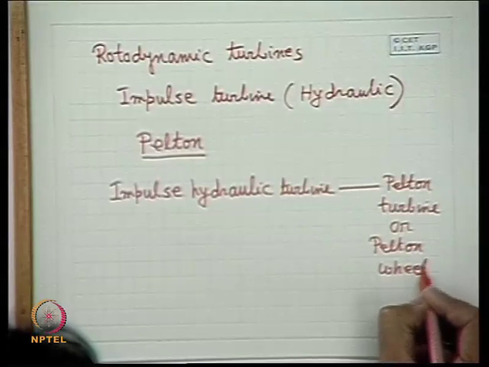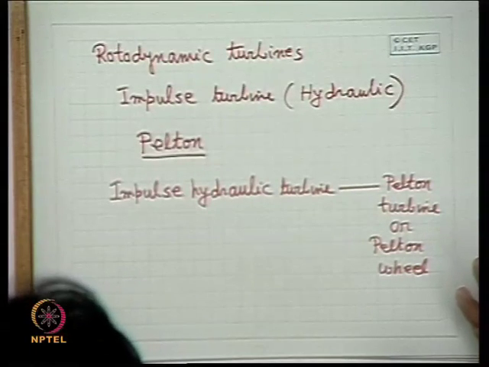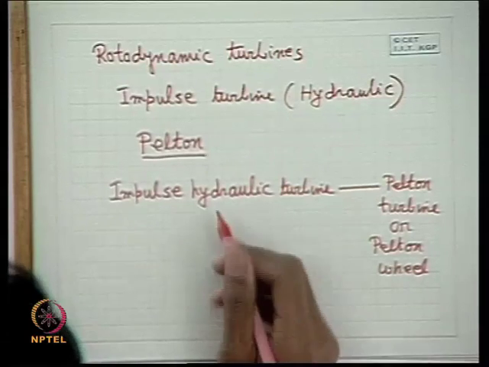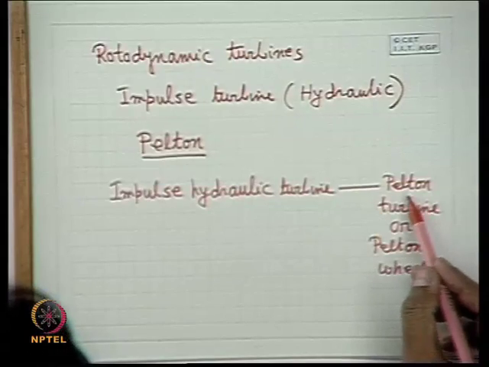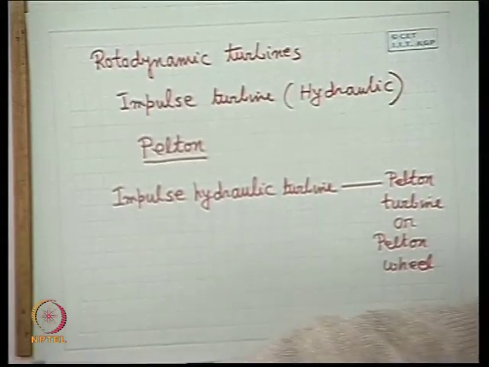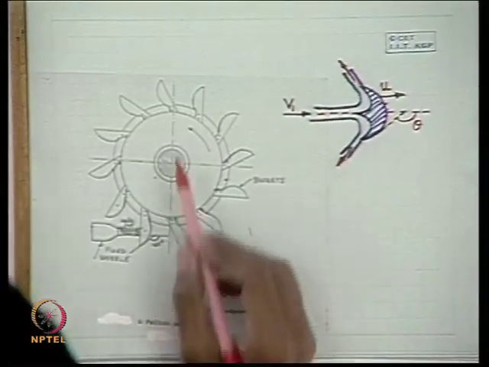So we will come to the description of an impulse hydraulic turbine. You know the definition of an impulse turbine. So it is an impulse hydraulic turbine that uses water, and it was named after the inventor, who was an American engineer, as Pelton turbine or Pelton wheel. Now let us come to this, what is a Pelton turbine. So this is a typical Pelton wheel.